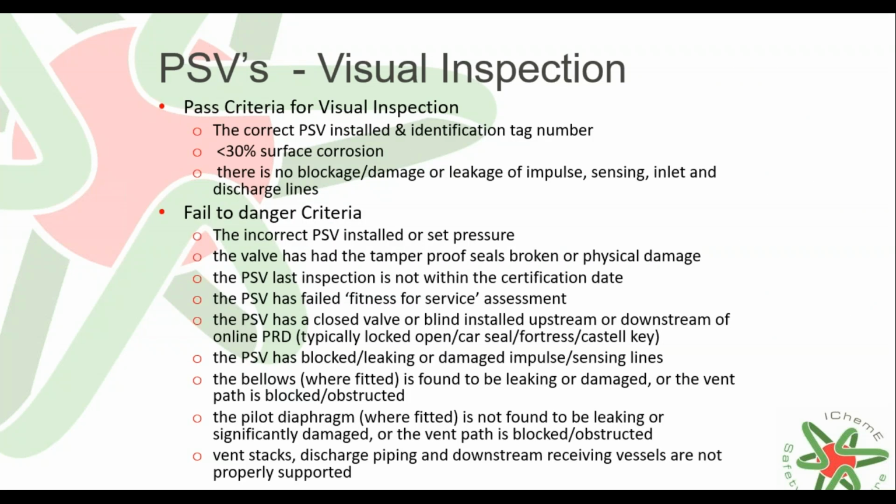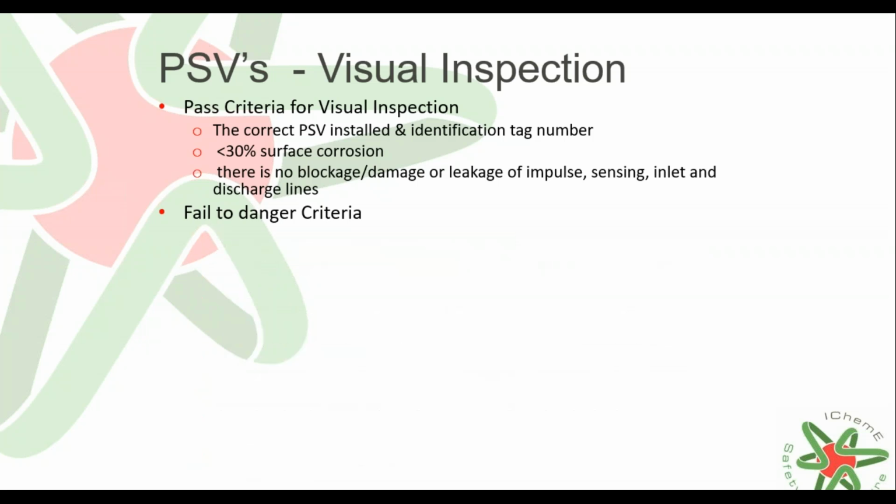So I've got a little bit of detail here, but this is delving into the detail of the visual inspection. If we just want to leave just the pass criteria up there for me, Susanna. When we talk about the pass criteria, that's essentially what we get used to, the ones that mean everything's okay. So the PSV is there, it's correctly identified and tagged. There's no excessive surface corrosion and nothing's blocked or damaged.